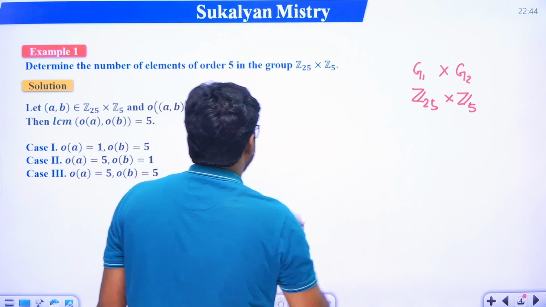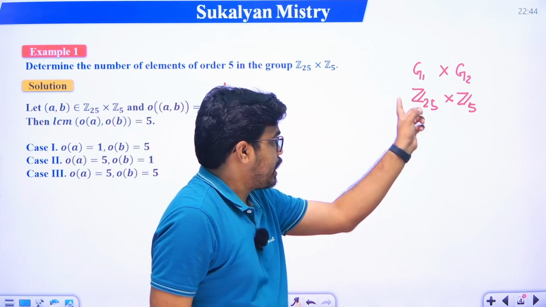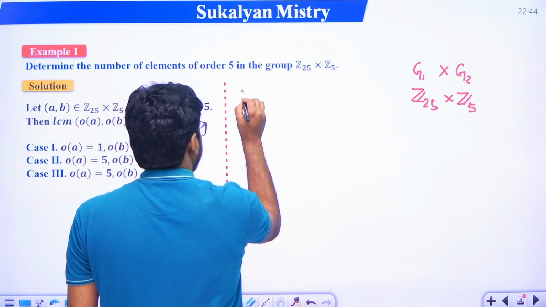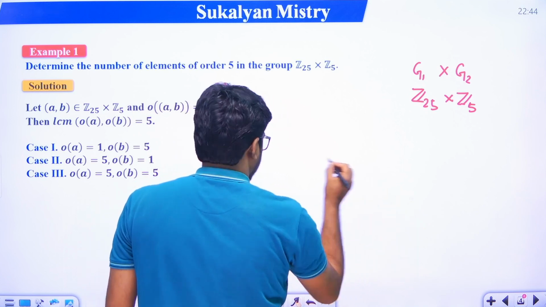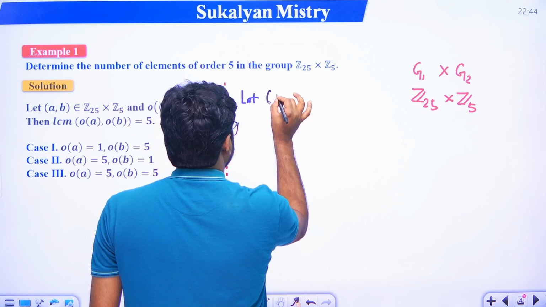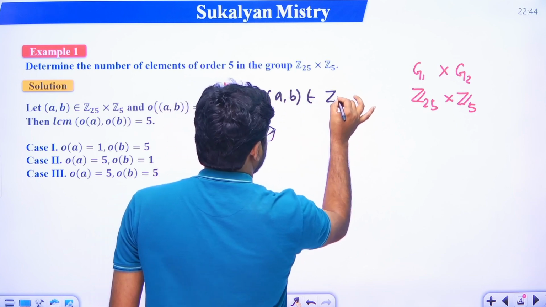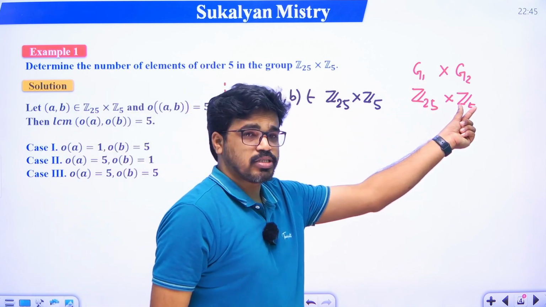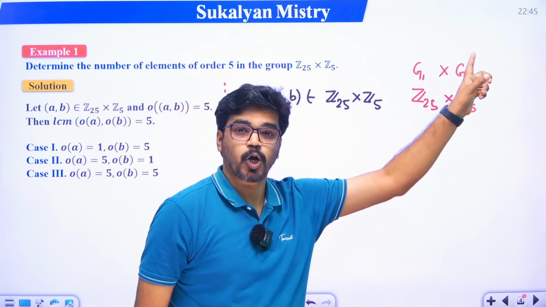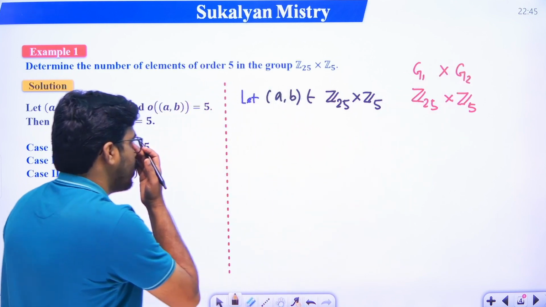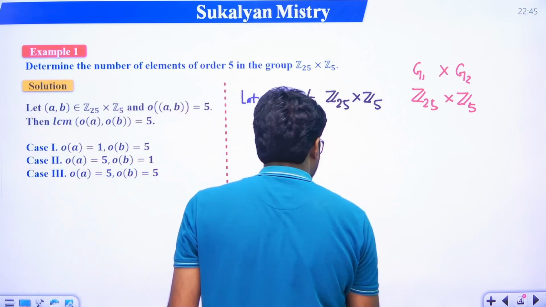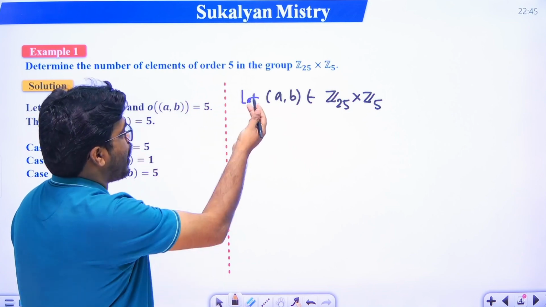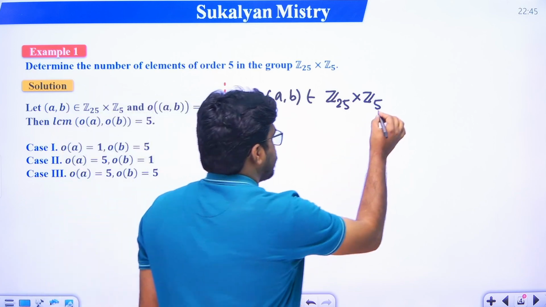Just see, Z25 cross Z5, then what form will its elements be? Ordered pairs, that is A, B form. So let us consider an element. Let A, B belong to Z25 cross Z5, that is G1 cross G2, whose elements are ordered pairs of A, B form. So we have to find the number of elements of order 5 in this group.